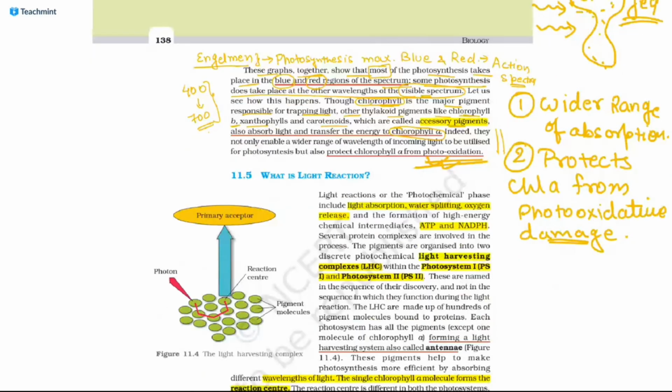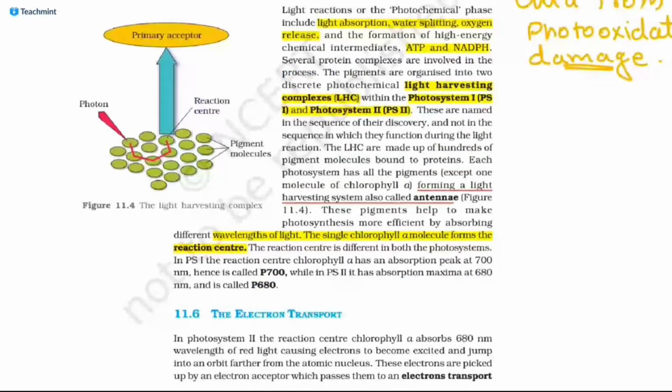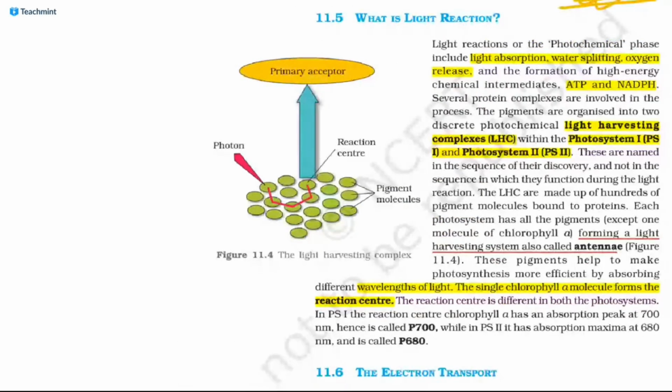Now let's move ahead. Earlier we have already seen that photosynthesis has two steps. One is called light reaction, another is called dark reaction. So now we will talk about light reaction. For light reaction, you will say, sir, light is required, isn't it? Light is required for light reaction. Now we will see how these pigments are arranged.